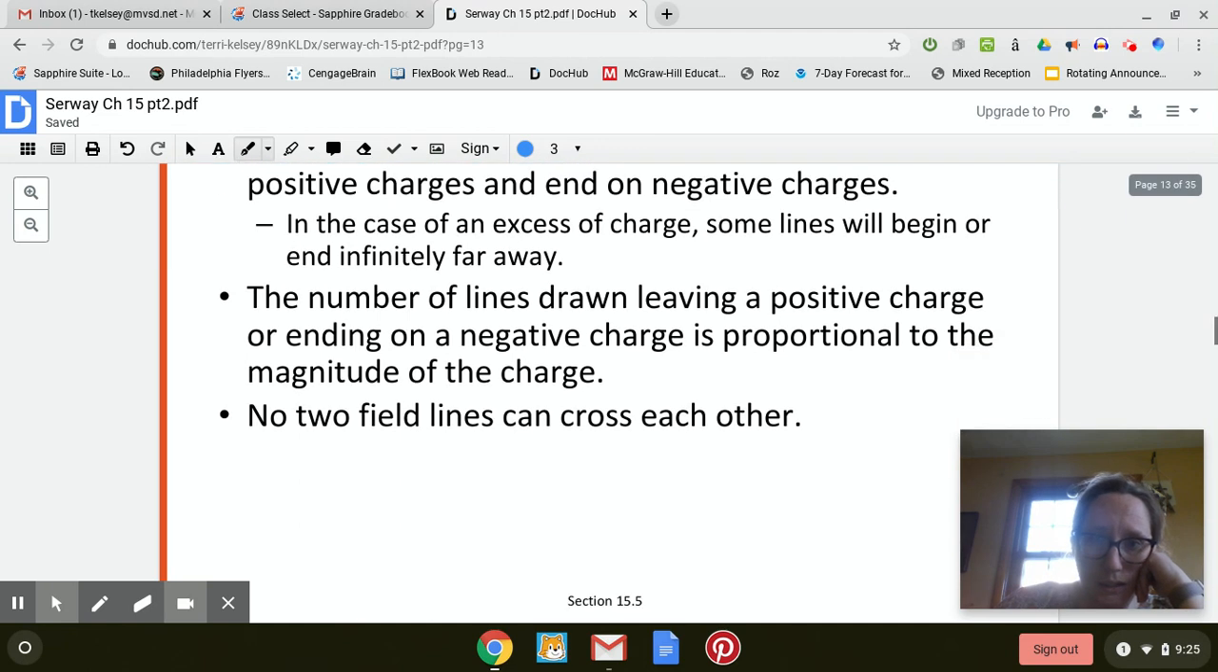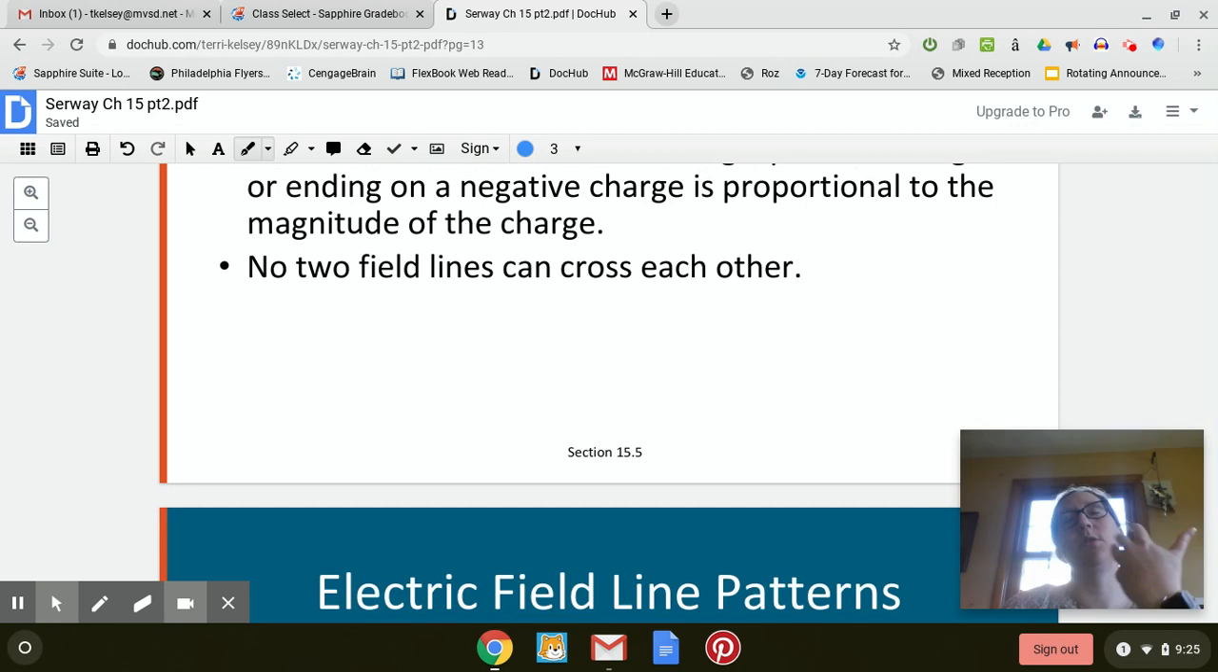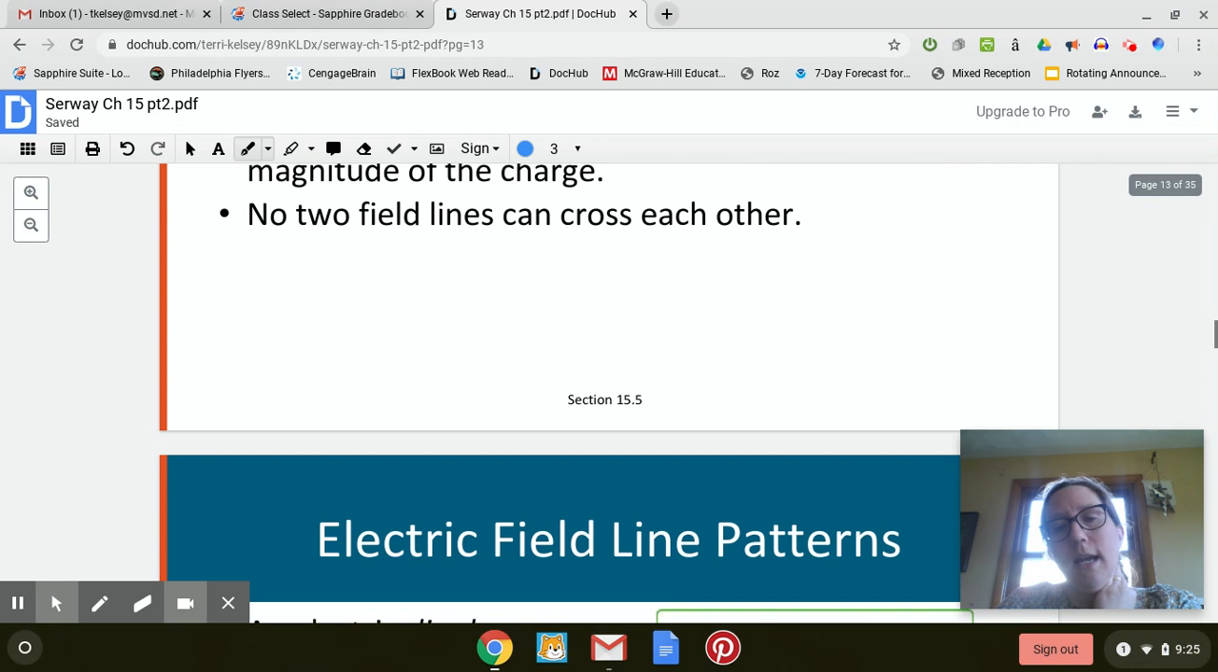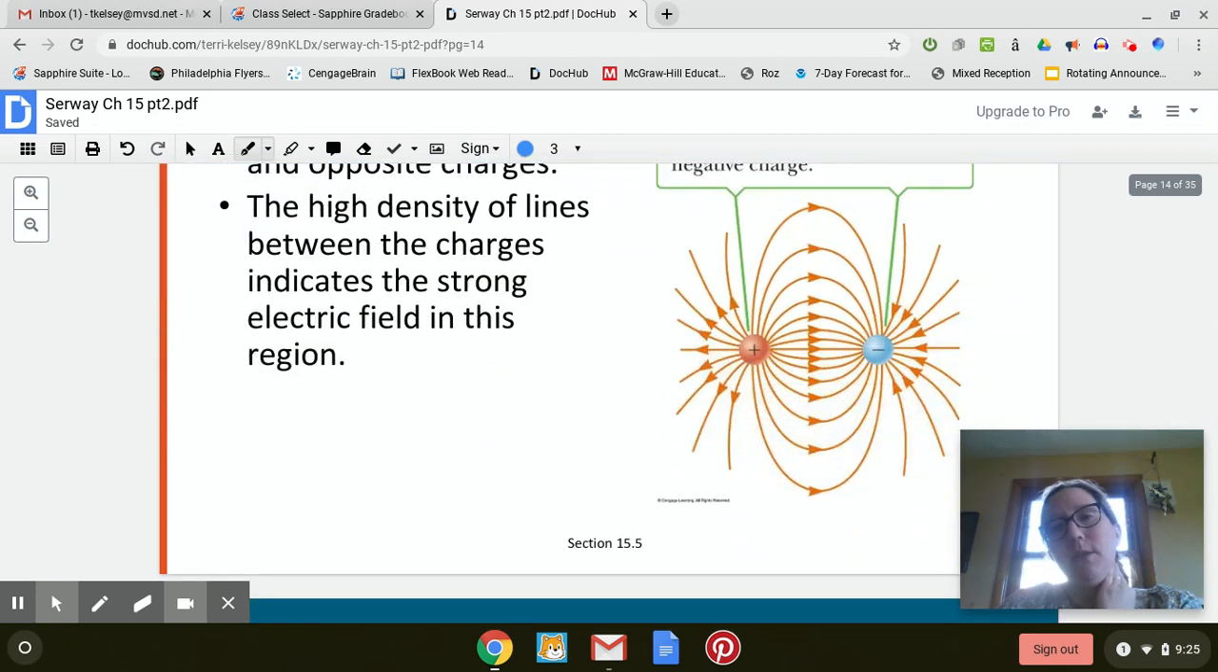And again, the number of lines is proportional to the charge. So if you have one charge that's a lot stronger than the other, there needs to be a lot more lines coming out of that charge. And field lines cannot cross. Those are just the rules. If I have a positive and a negative, that's what it looks like. Notice they're going from the positive to the negative. If I placed a point charge anywhere, say here, it would be pulled towards the negative. If I put a point charge here, it would be moving outward.